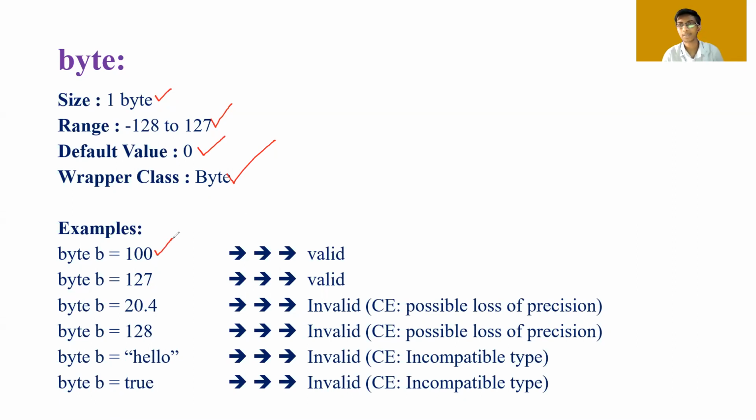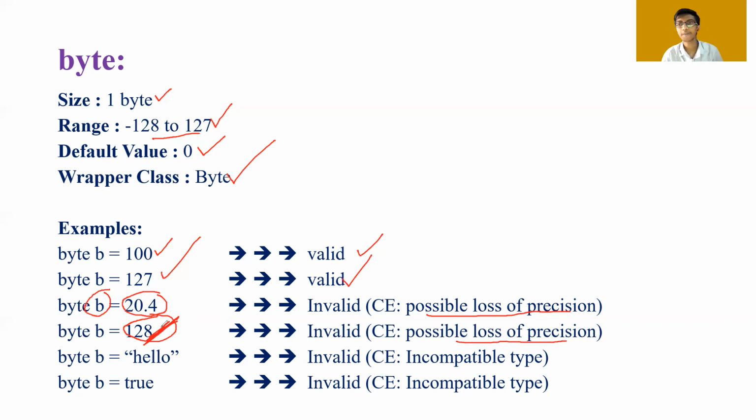Byte b equal to 100. Yes, 100 is within the range, so it is valid. 127 is the maximum value you can hold. If you assign floating point data to an integer type, you will get a compile time error saying possible loss of precision. Similarly, if you hold out-of-range data, for example 128, which is an integer, it is not in the range of byte, so you can't store it in the byte variable, and you will get the compile time error, possible loss of precision.